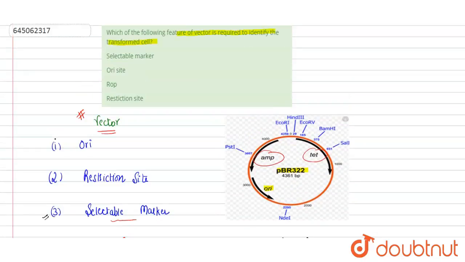So the question says, which of the following feature of vector is required to identify transformed cells? Selectable marker, this is correct. ORI site we have already discussed, this is required for replication, not for identification. ROP is completely different, it is a repressor. And restriction site is required to insert the DNA. This is also incorrect. Correct option is option A.